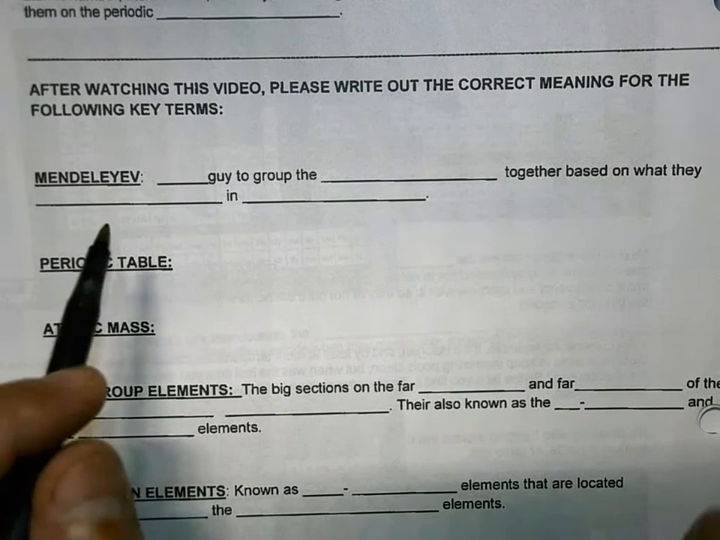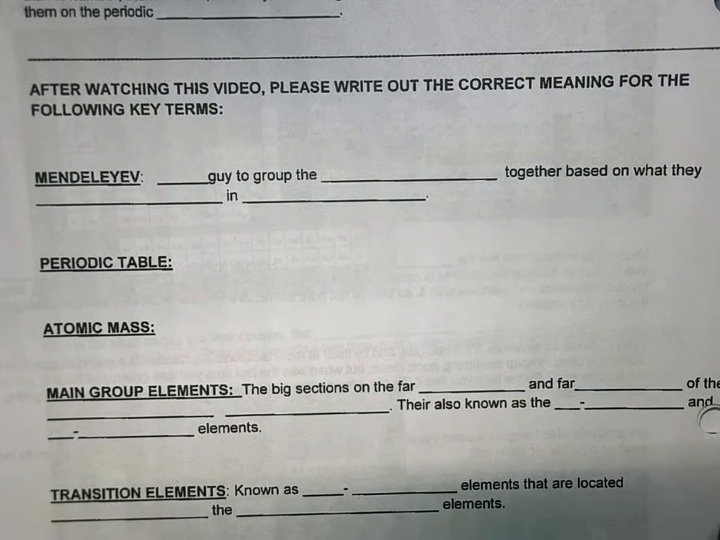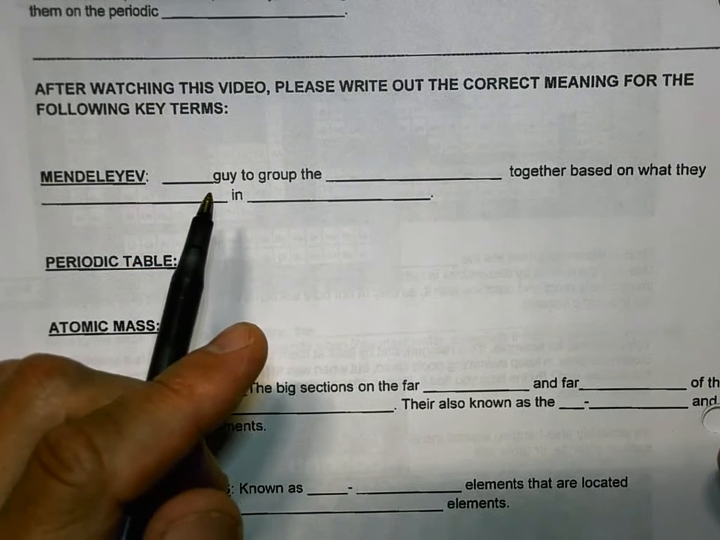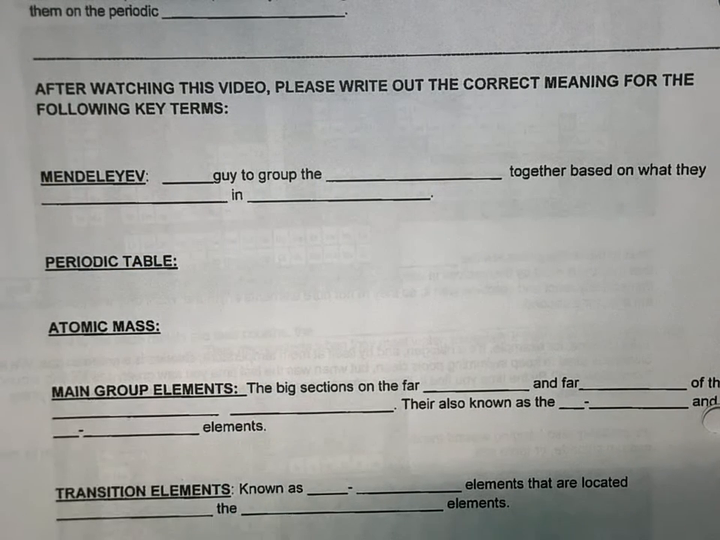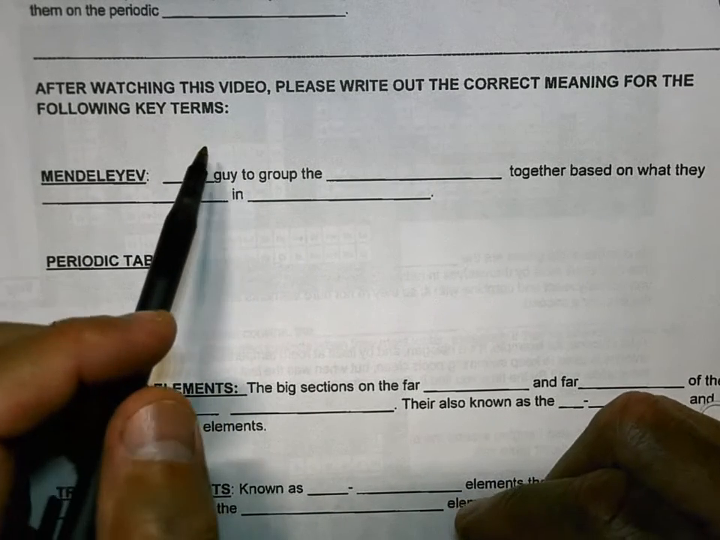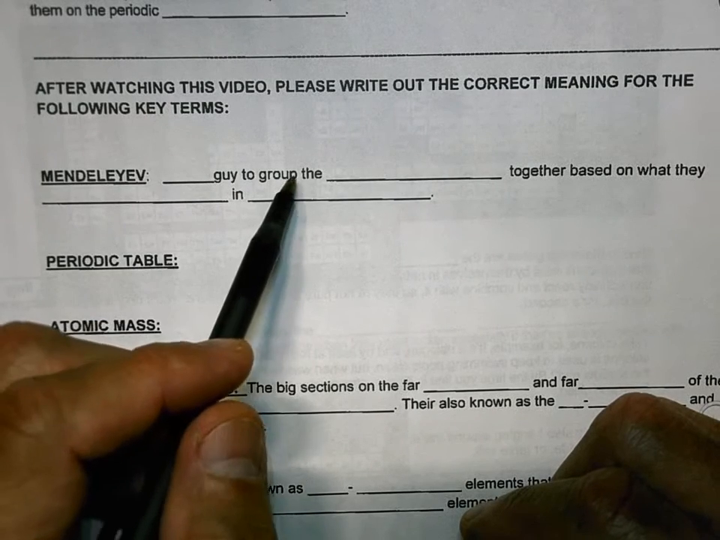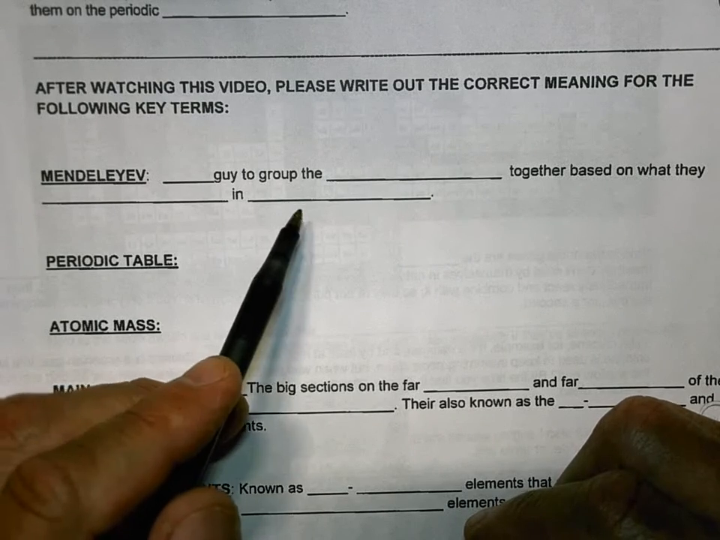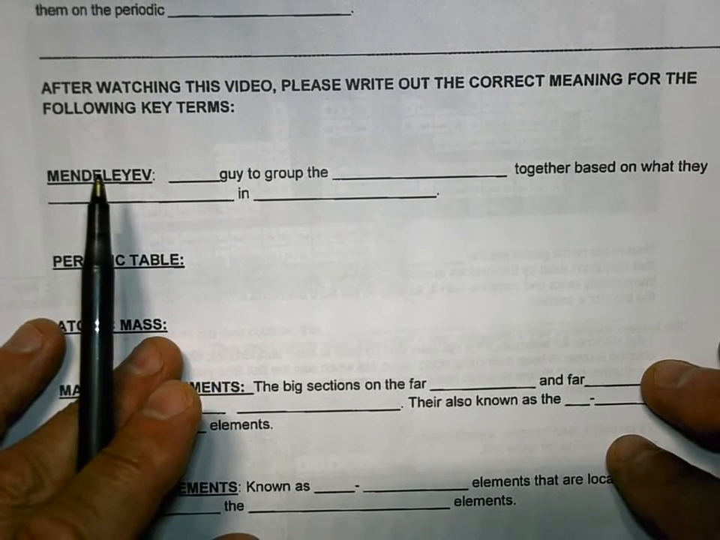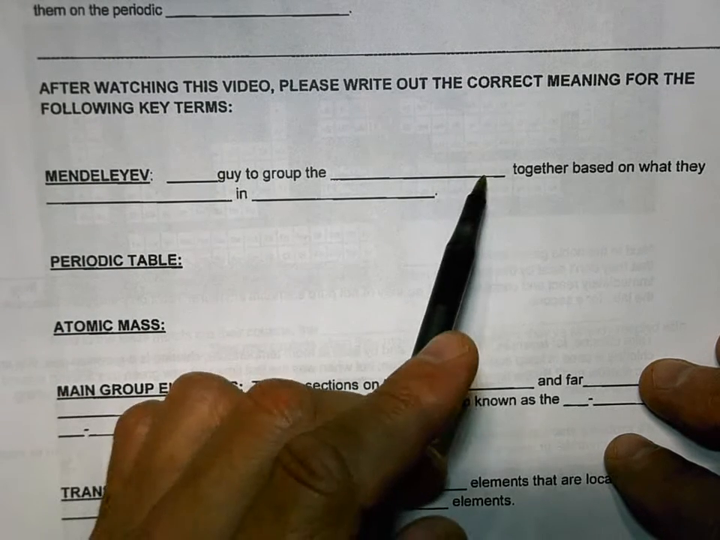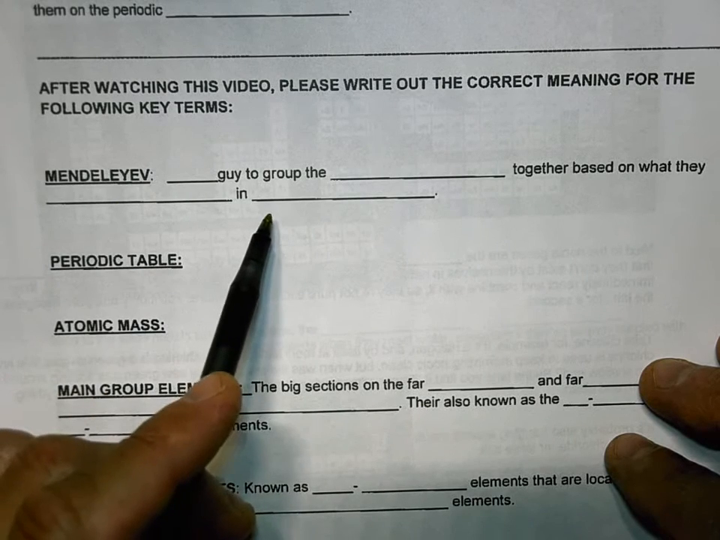The video talked about Mendeleev. I want you to say his name. Ready, go. Mendeleev. Say it louder. Mendeleev. Say it again. Mendeleev. Now Mendeleev was the first guy to group the elements together based on what they have in common. Again, he's the first guy to group the elements together based on what they have in common.